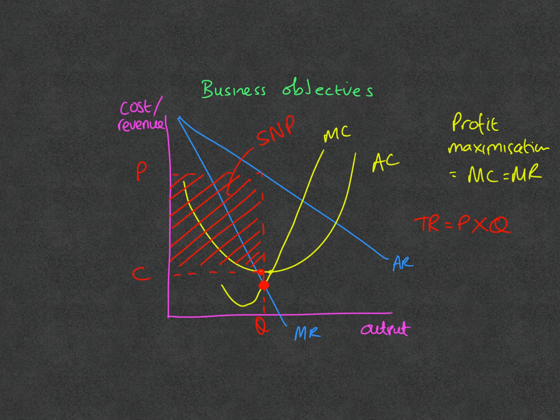Now, you don't have to shade it in. You can do your corners, identify your corners, but shading it in is also perfectly acceptable. And that essentially is your diagram for profit maximization. It shows the firm who's looking to maximize profits.